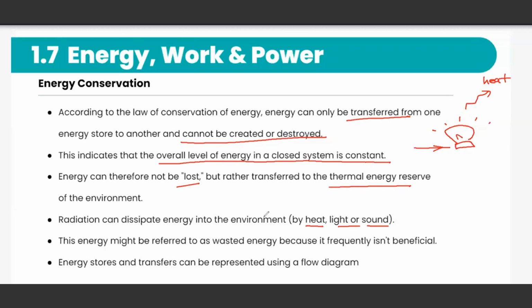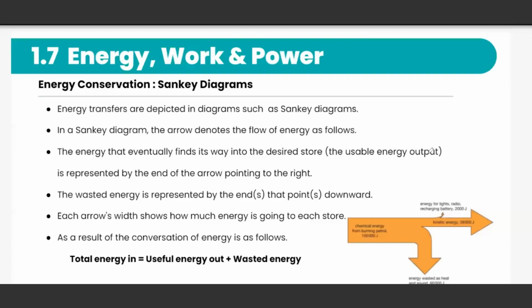What happens during energy transfers can be represented in flow diagrams. This diagram right here is known as a Sankey diagram. The arrows represent the flow of energy. The usable energy is always shown by the horizontal arrow, this one right here. And the arrows that are curving out from the horizontal arrow are the wasted energy.